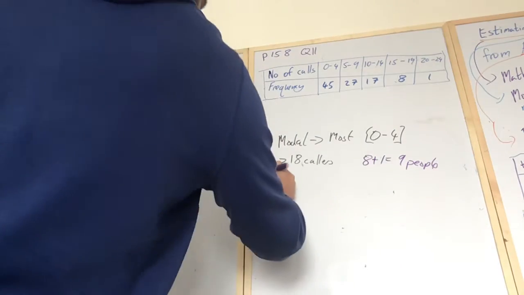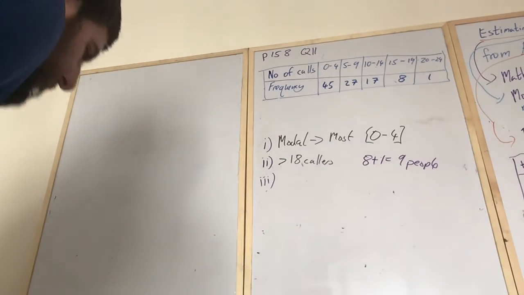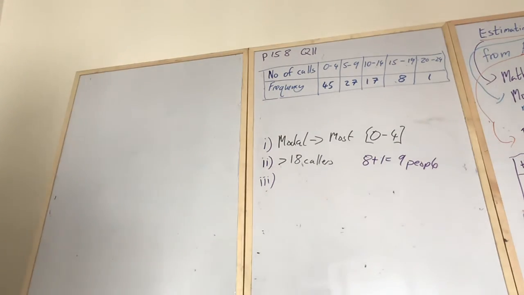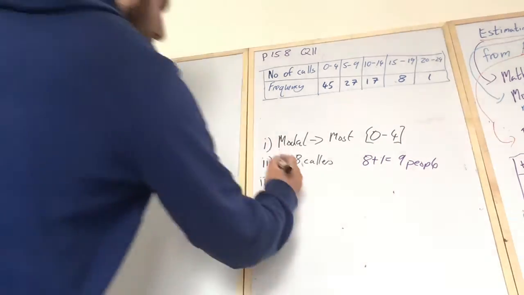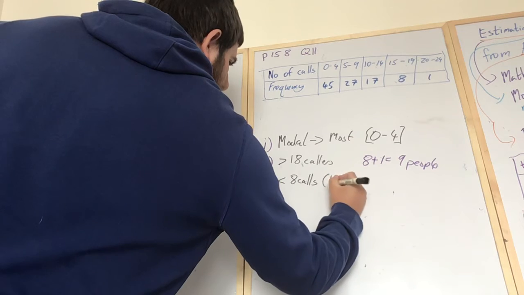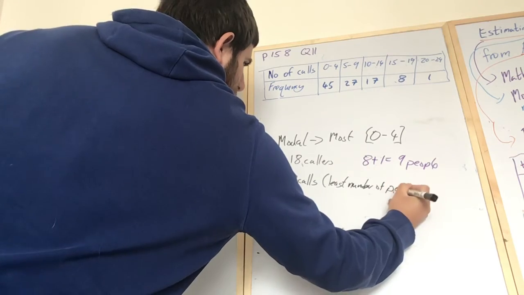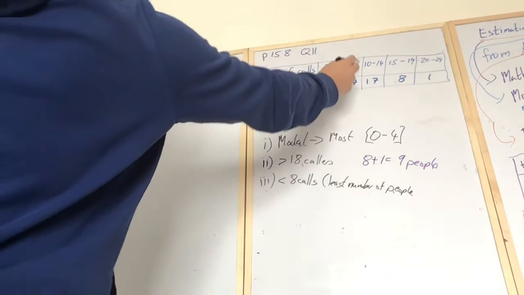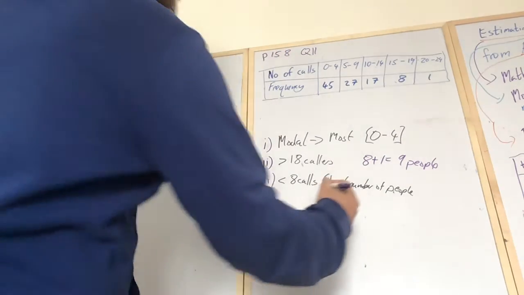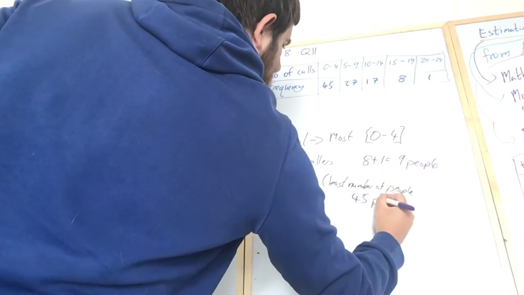Part 3 says, what is the least number of people who could have received less than 8 calls? So less than 8 calls, and least number of people. Okay, so for the least number of people, we would ignore the people between 5 and 9, and we would just look at the people that are definitely less than 8 calls. So it would be all the people that belong between 0 and 4, which would be 45 people.